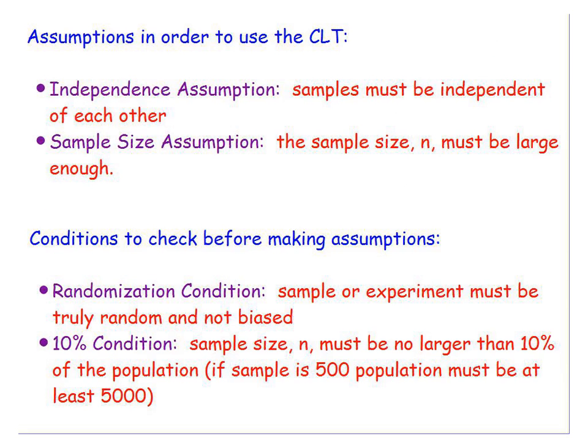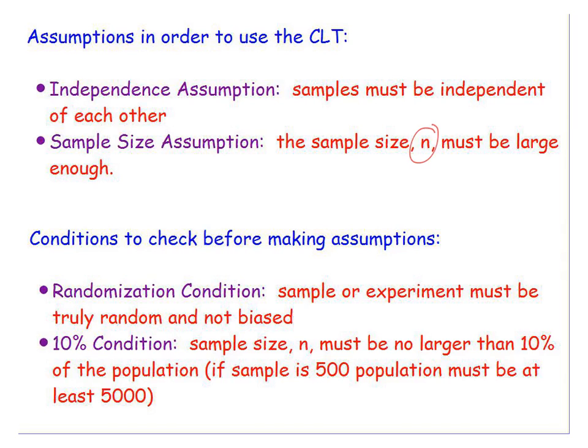So in order to use the central limit theorem, we have some assumptions that we need to make. The first assumption is the independence assumption. In other words, each sample is independent or doesn't affect the other samples. We also need to make a sample size assumption, that the sample size, n, has to be large enough.